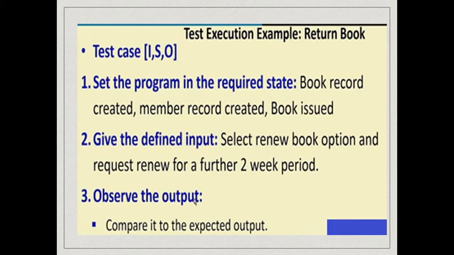But as the test execution is done, the test cases have been designed. How is the test case execution done? All the test cases have been designed, and now the test execution is to be done. Tests have to be executed. So the program has to be put in a required state. The input has to be given and the output has to be observed.